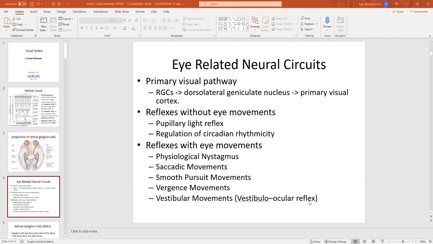One thing about this is that, in contrast to all the previous circuits controlling different kinds of function, which all rely on the visual signal, the thing that you see, this one, the vestibular ocular reflex, does not dominantly depend on vision, not on the signal that you see. This one instead depends on the vestibular apparatus in our inner ear. We will talk about this when we talk about the vestibular apparatus in the inner ear, because this is important to maintain our body balance.